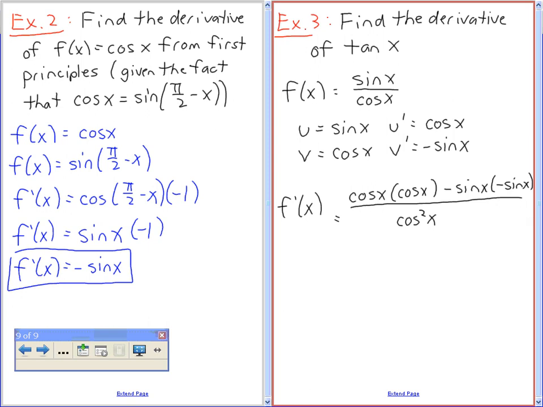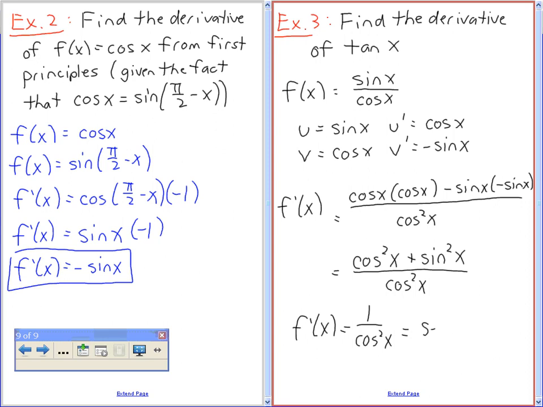Okay, how does this neaten up? John, go. Cos squared x plus sine squared x over cos squared x. Okay, now this is where the magic of trigonometry has to come in. What is cos squared x plus sine squared x equal to? Thank you. So f prime of x equals 1 over cos squared x. Some textbooks will write this as secant squared x as well. But 1 over cos squared x first.